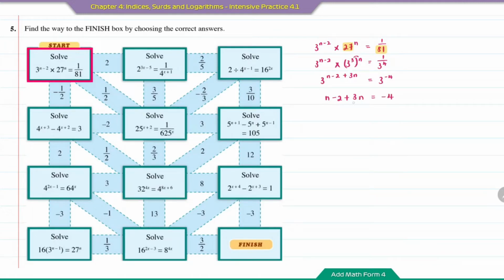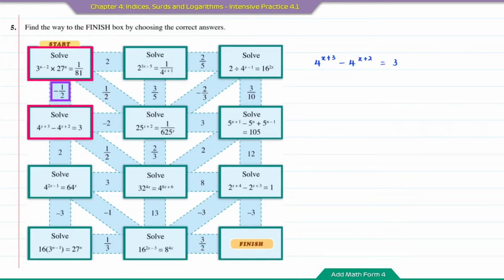So first let us solve for the n. So n plus 3n is equal to 4n. And we're going to move this negative 2 to the other side. So negative 4 plus 2, which is equal to negative 2. So n equal to negative 2 divided by 4, which is equal to negative 1 over 2.